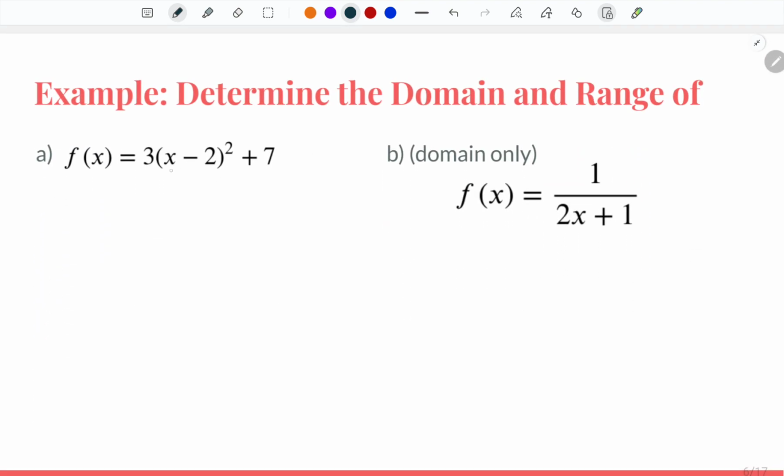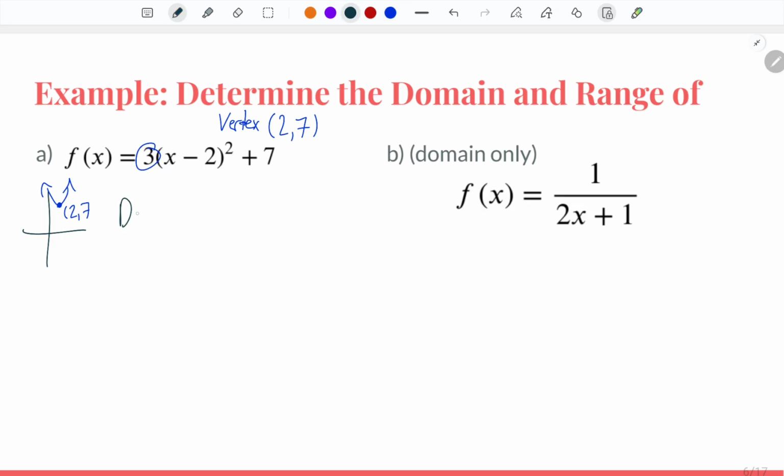So for the first one, you have 3 times (x minus 2) squared plus 7. It's just a quadratic. So keep in mind, a quadratic's just a parabola. So let's just picture it, whether you want to draw the full graph or just a quick sketch. We just need to know where is the vertex. Well, the vertex would be (2, 7), because it's in vertex form there. So (2, 7). And then you just need to know, is it going up or down? Well, in this case, because the lead coefficient is positive, it's going up. Which means we have a minimum. So that's going to help us with the range.